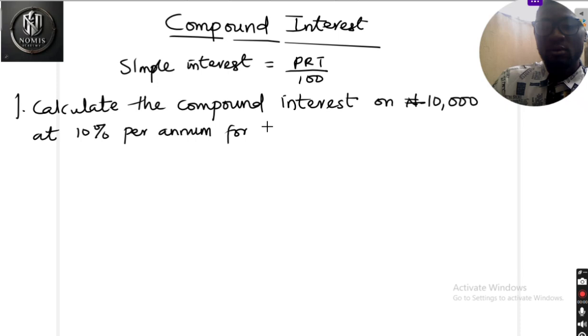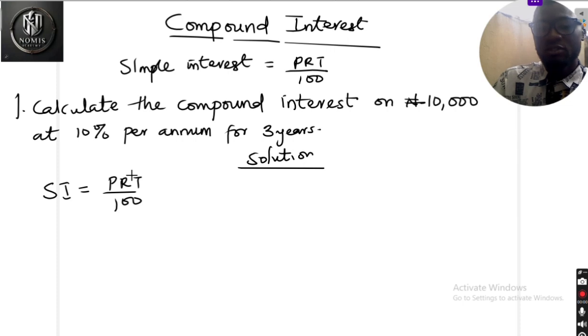So let's see how compound interest is calculated. Let's start with using the simple interest formula, because yes, the simple interest formula can still do this. The simple interest formula says PRT over 100. The principal here is 10,000, the rate is 10%, and the time is 3 years, but the interest has to be compounded every year.